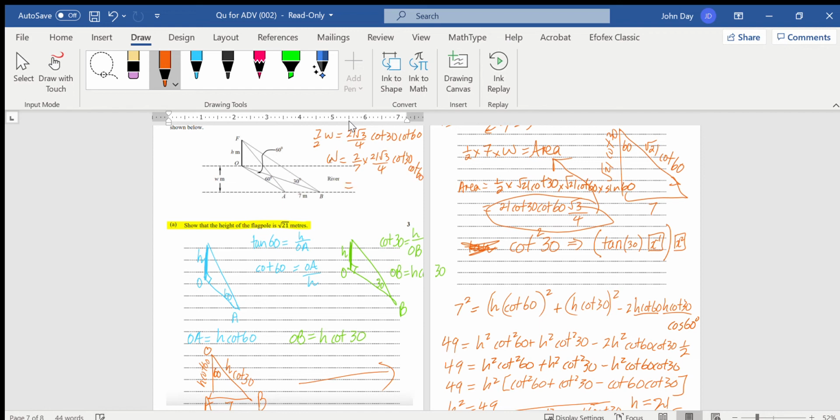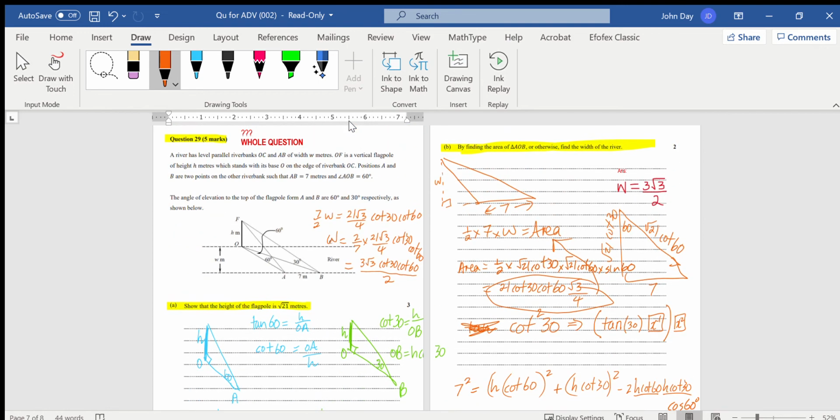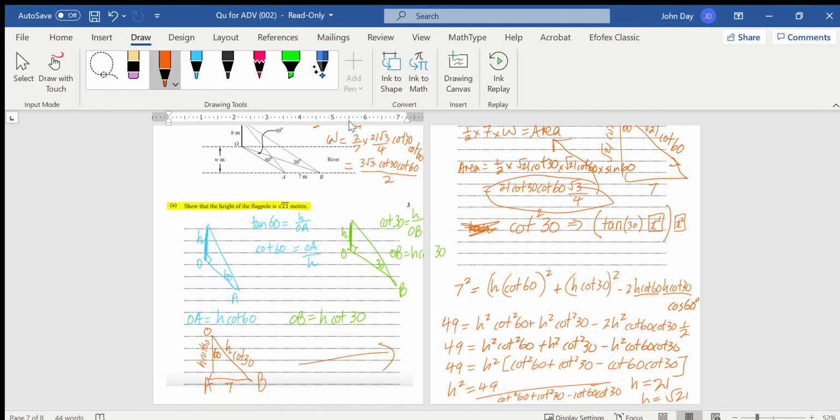which, in the calculator, 2 on 4, that's it, and 21 on 7, we actually end up with 3 root 3 cot 30 cot 60, and on the bottom we've got a 2, because we cancelled out some stuff. Now, did it want it in exact form, or what do they want? It says find the width of the river. Well, that's the width of the river, but whatever you stick in the calculator anyway, it should come out to be the answer that you were after.